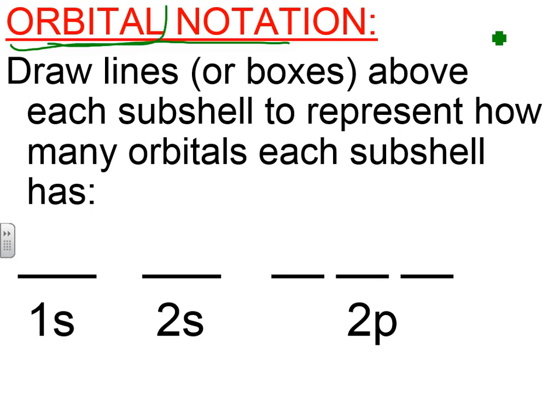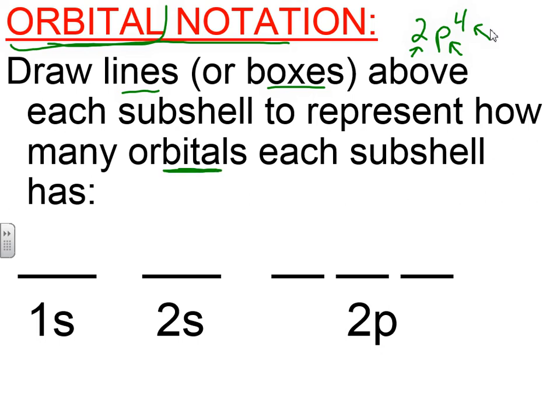Before, when we had 2p4, this configuration shows you the shell, shows you the subshell and the electrons, but it does not show you the orbitals. So orbital notation will actually give you the orbitals. And for this, we're going to draw either lines or boxes to represent the subshell and the orbitals. So, we're going to draw boxes above the subshell, and the boxes or lines will be representing orbitals.